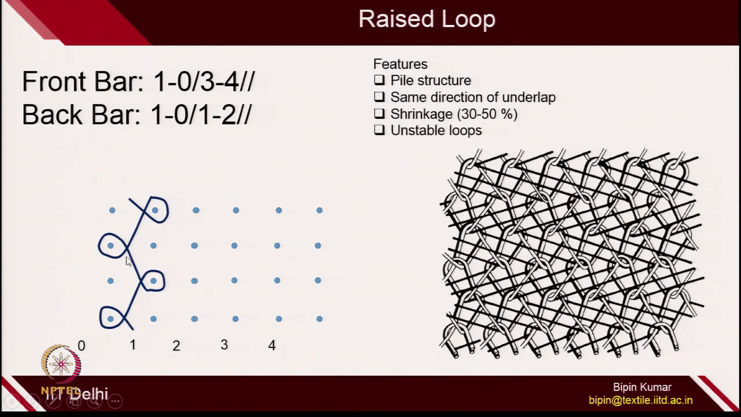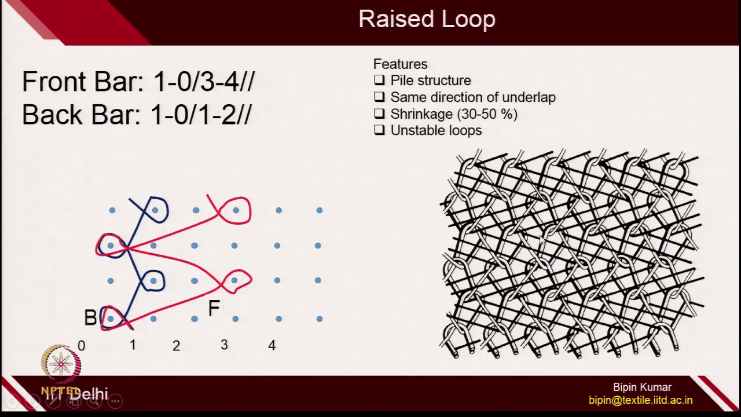So, the back bar is 1012 and the front bar is 1034. Since the underlap is now in the same direction in every course, you see here left to right, and in this course it is right to left. Because of this, there will be unequal tension variation and the fabric will result in distorted loops. The loops will now bend because the underlaps are in the same direction. There is unequal tension because both the underlaps will be pushing the loops in the same direction.